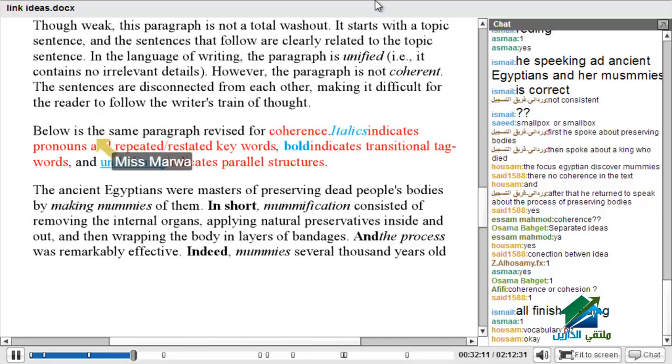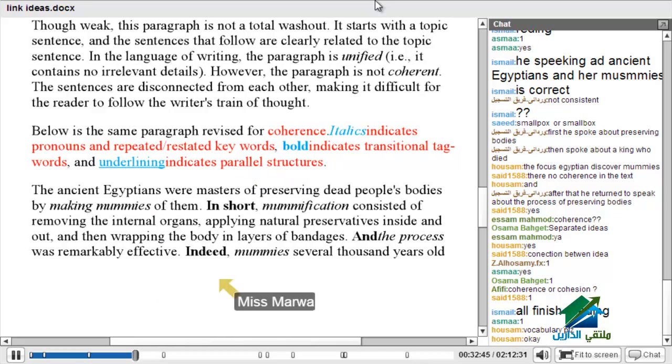طيب, the same paragraph. Okay, we will see the paragraph for the second time, revised for coherence. Now you will see, خلاص بقى عملنا الكوهيرنس, شفنا إيه الـ mistakes اللي كانت موجودة وعملنا لها correction. Italics indicates pronouns and repeated or restated keywords. Bold indicates transitional tag words and underlining indicates parallel structure. Okay? Take care من الحاجات اللي هي italics والbold والunderlined. هي دي changes اللي احنا عملنا.